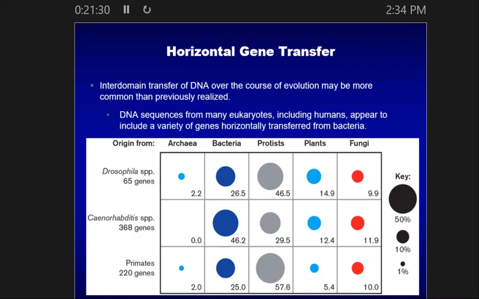Okay, so horizontal gene transfer. That's all I have time for this topic. Are there any questions on any of that? Well, I don't know. Let's try an iClicker and see what we can do with that.